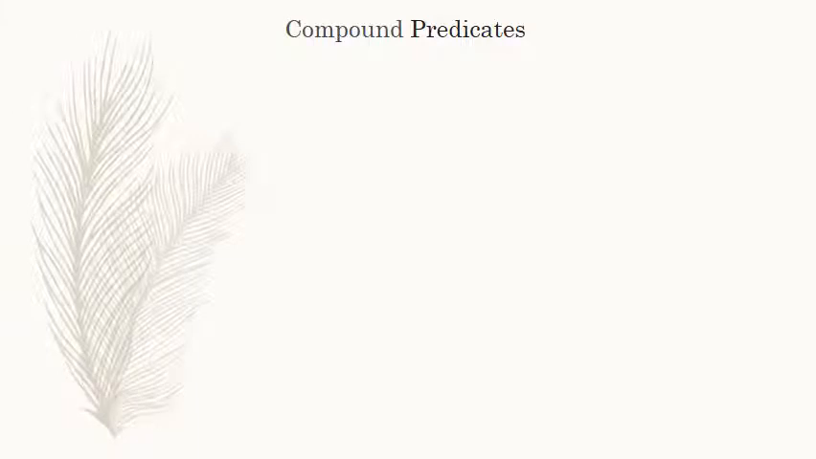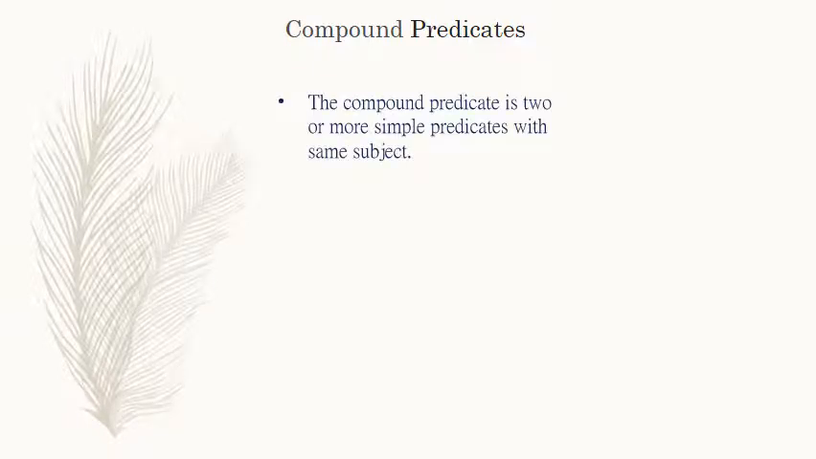Now, compound predicates. As we said, we have compound subjects, where the subject has more than one simple or main subject. Then compound predicates means that the predicate has more than one simple predicate. And can you guess how they are joined? Yes, they are joined with conjunctions. The compound predicate is two or more simple predicates with the same subject.